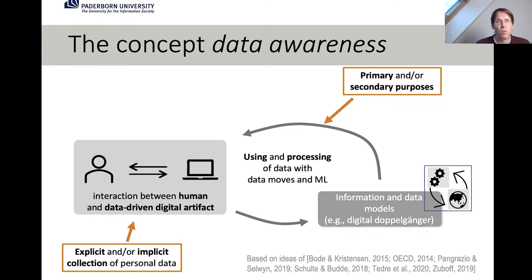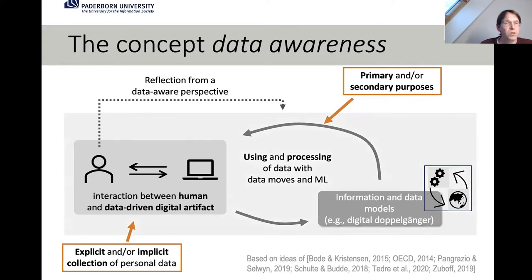So in case of the mobile phone network, primary purpose is clear, to establish a connection. Secondary purposes may not be. Yeah, of course, the mobile phone company wants to send me a correct bill. Therefore, data has to be saved. But with the data traces, we can also do something completely different. And that's data awareness, to be able to step out of your interaction pattern, which you can see here on the left, and think about the whole system.